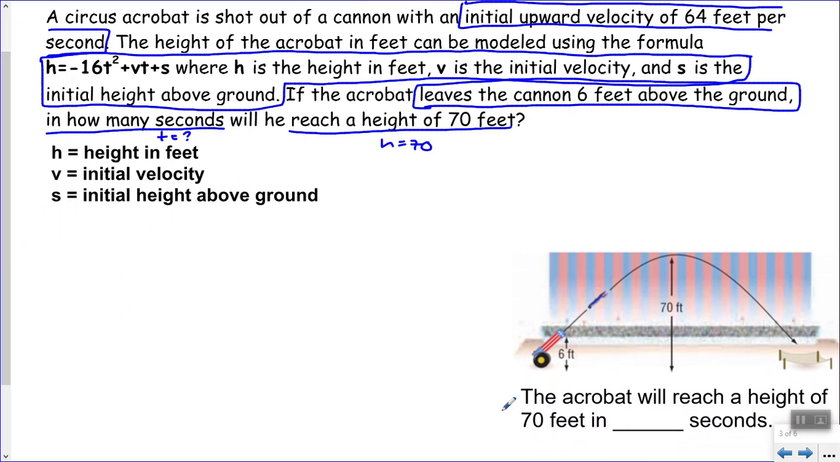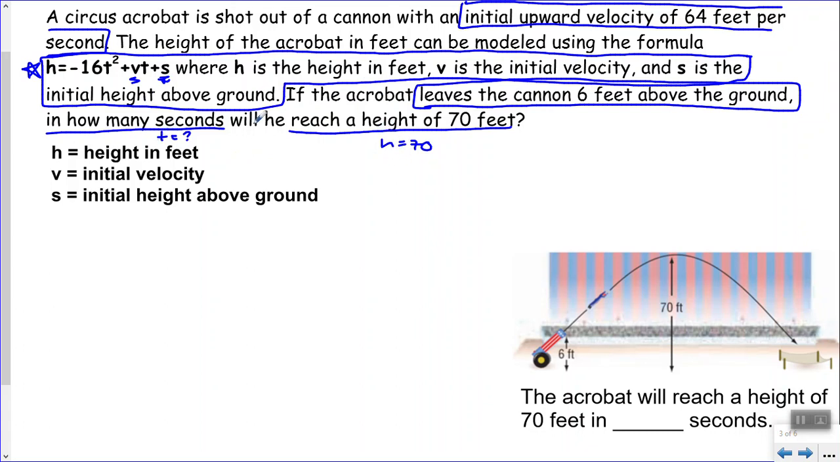Alright, so we have this acrobat, and here we are using our vertical motion equation. We'll use this fairly often, and again, this will always be given to you, but you do want to know that v stands for your initial velocity and s stands for your initial height above the ground. So we're going to take all of our information, plug it into this formula.